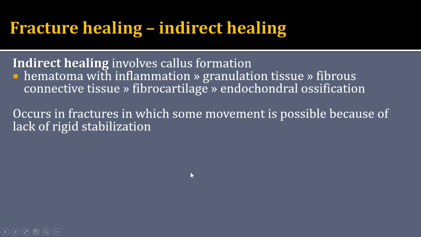More often than not, we're going to see evidence of indirect healing, and indirect healing involves callus formation using both intramembranous and endochondral ossification. There is a process that starts with a hematoma with some inflammation that turns into granulation tissue, followed by fibrous connective tissue, which is then replaced by fibrocartilage, and then there is endochondral ossification. And so that is the callus that we'll see on the radiograph. This occurs in fractures in which some movement is possible because of the lack of extremely rigid stabilization.